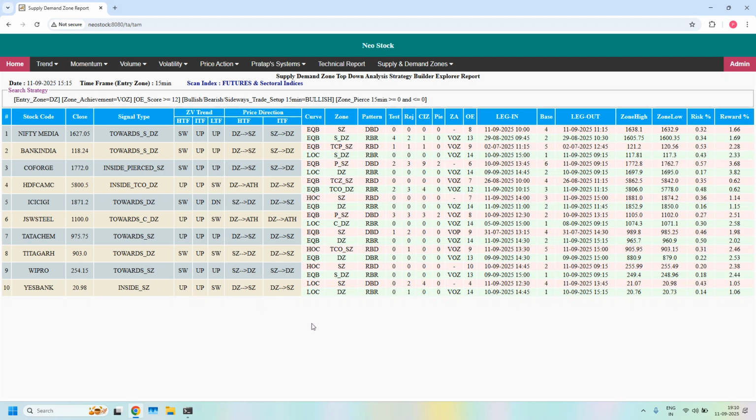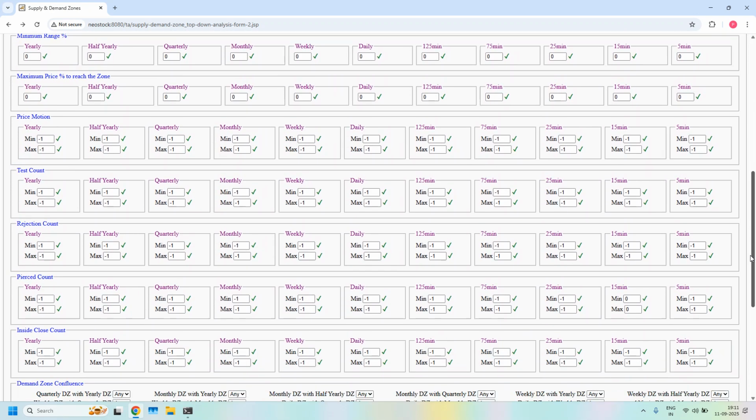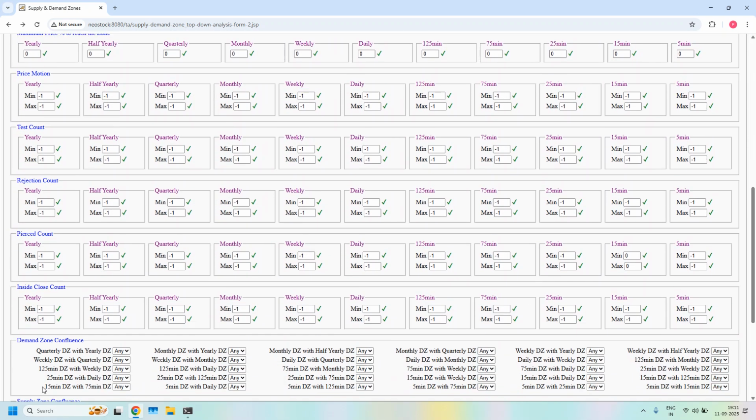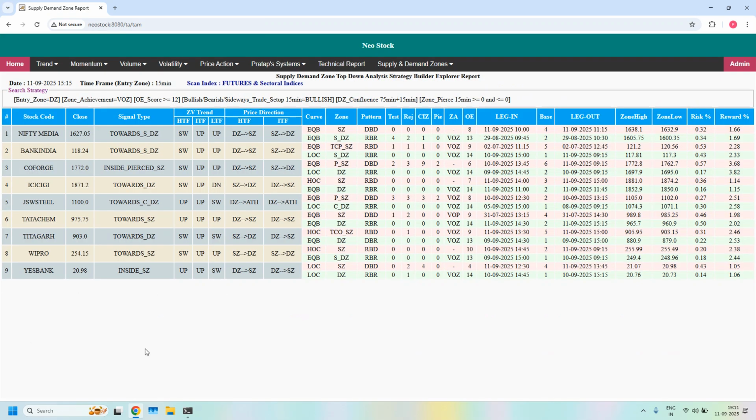We can further filter this list based on zone confluence and EMA confluence. First filter is 15 minutes and 75 minutes demand zone confluence. That is LTF and ITF demand zone confluence. Out of 10, 9 are filtered. And in all the 9, ITF trend is uptrend.